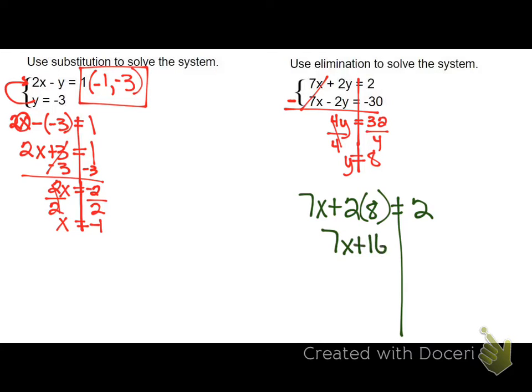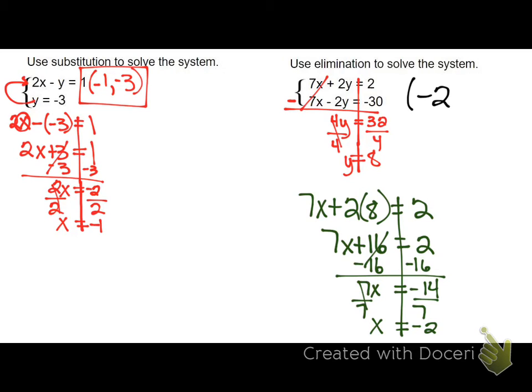Okay, let's stop right there. Dylan, what's the next step I need to do? Minus 16. Okay, what's 2 minus 16? Negative 14. Then what, Riley? And x is going to equal? Not negative 7. Negative 2. So my ordered pair should be written as negative 2, comma, 8.